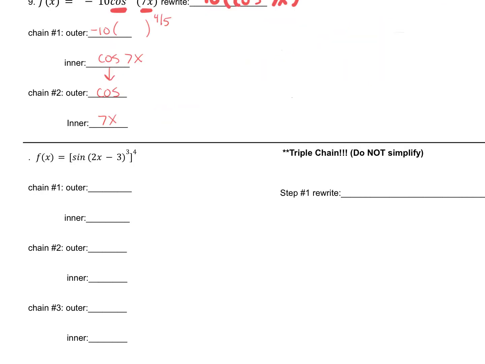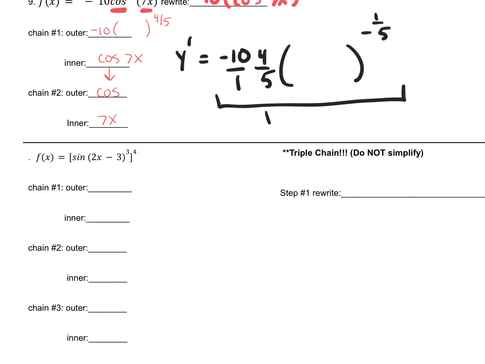Okay, here we go. Y prime. All right, negative 10 comes along for the ride. The derivative of our outer function is going to be 4/5 times something. If we take 4/5 and subtract off 5/5, we get something to the negative 1/5. That's the derivative of the outer. I'm going to make 10 a fraction. So this is the derivative of the outer on our first chain.